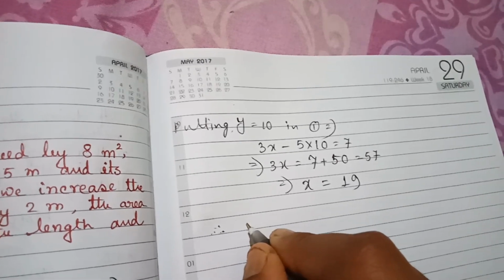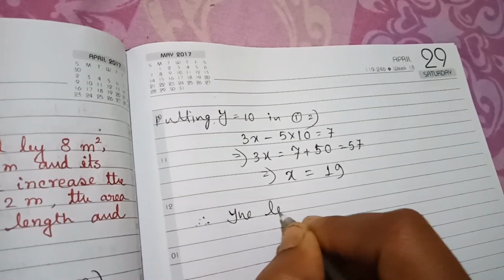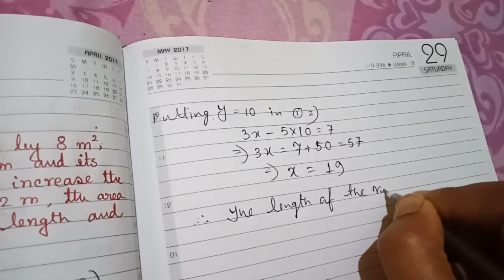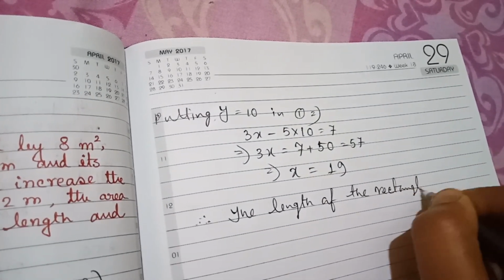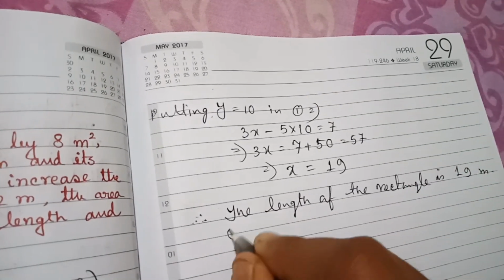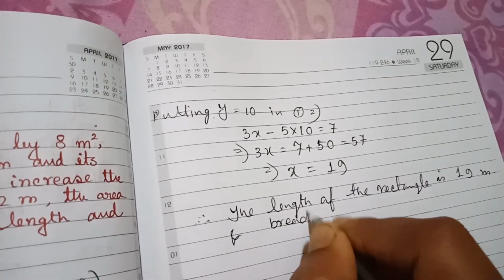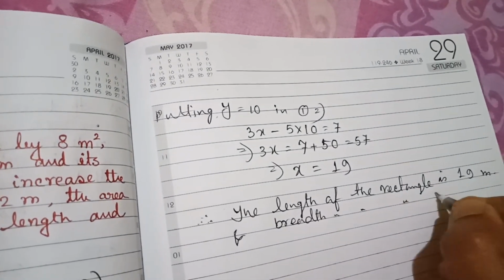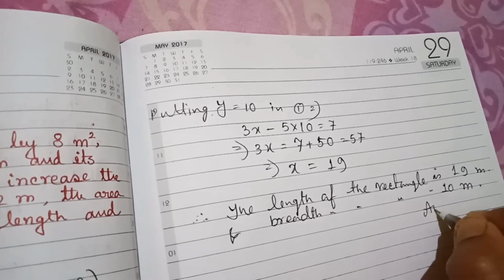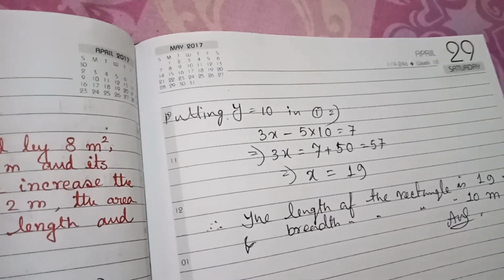So we will write that. Therefore the length of the rectangle is 19 meter and the breadth of the rectangle is 10 meter. And these two are the answers.